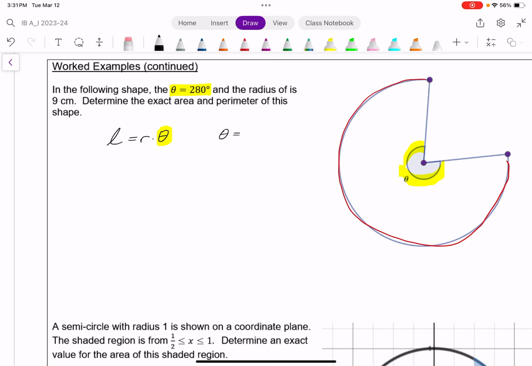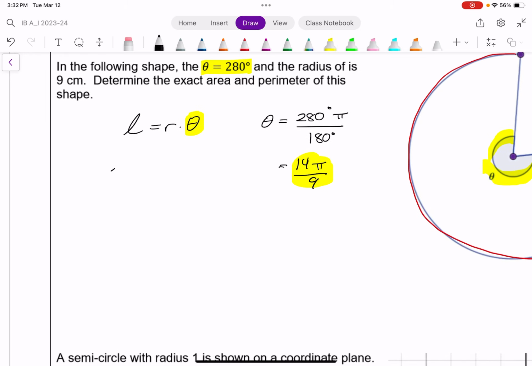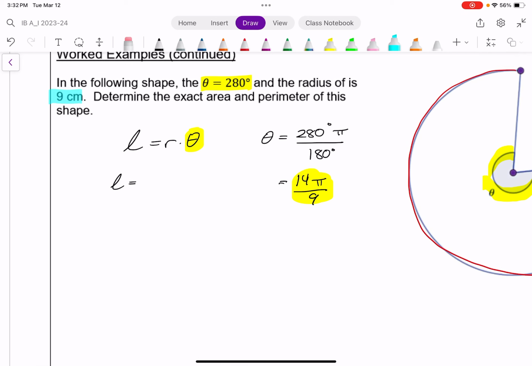So I want to turn this into radians. Remember again, I take my 280 degrees, multiply by pi, divide by 180, and I get exactly, well, 280 over 180 reduces to 14 over 9, so I have 14 pi over 9. That's my angle in radians now, which means I can find this arc length extremely quickly. This arc length is just the radius, which is 9 centimeters, times the angle, which in radians is 14 pi over 9. How convenient, my 9s cancel out. And so I have exactly just 14 pi.